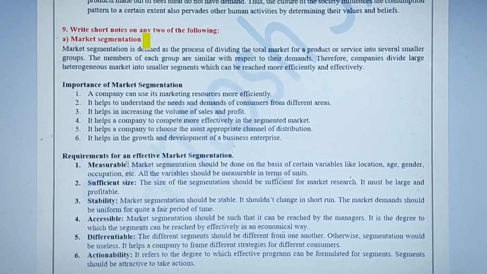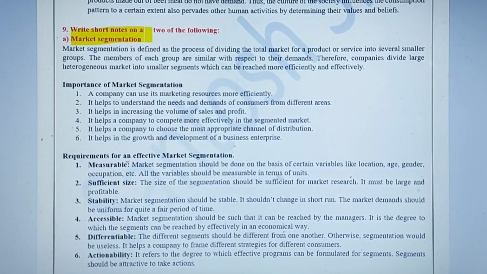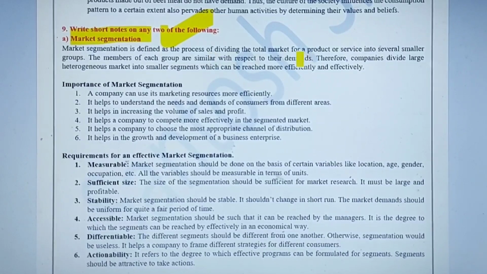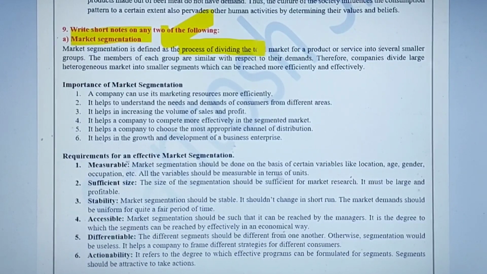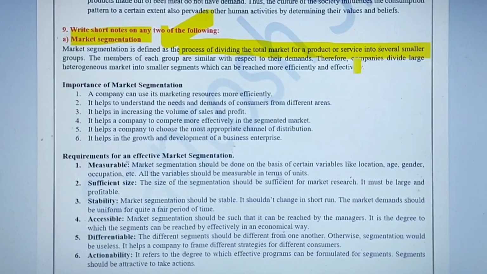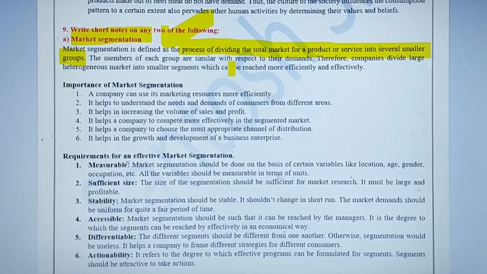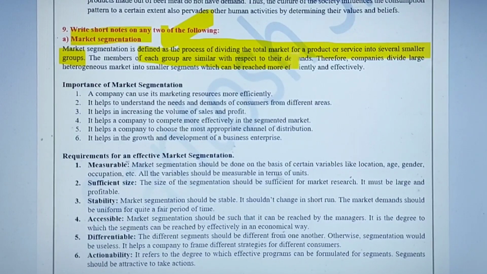Question number 9, part A, market segmentation. Again, a very, very important question. Basically, market segmentation is defined as a process of dividing the total market into several smaller markets or groups, and the members of each group are similar with respect to their demands. That means dividing the market into smaller segments. So that is called market segmentation.